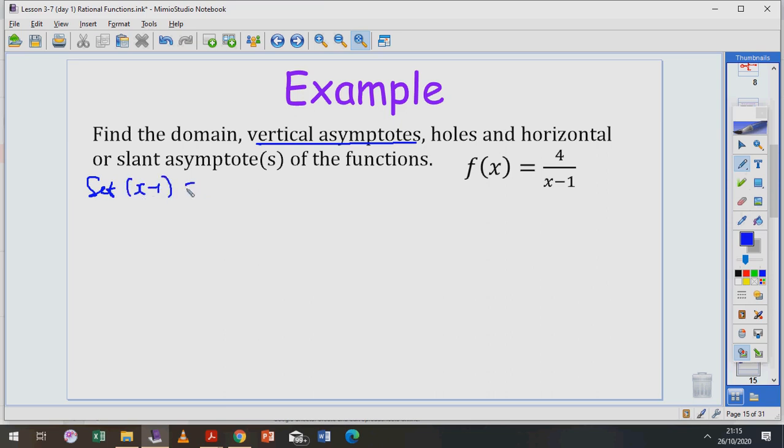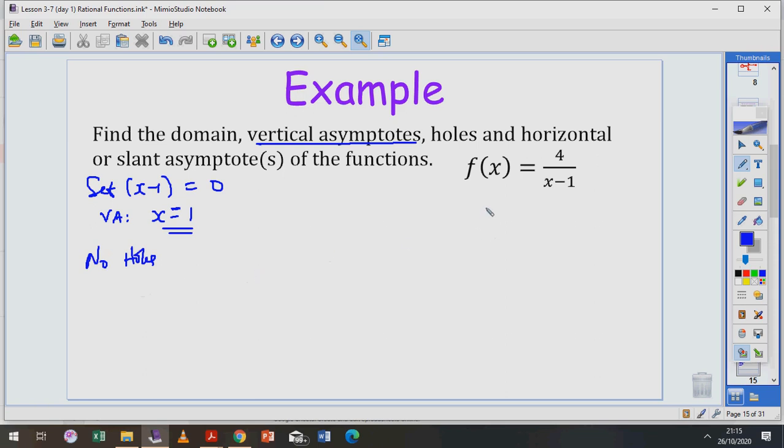So to get the vertical asymptote, I set x minus 1 is equal to 0. This tells me that when x is equal to 1, the graph is undefined, and therefore this is my vertical asymptote. The holes, I'm not going to have any holes. I have a vertical asymptote. That's the only point where the graph is undefined. I will not have any holes because I don't have any factors that are going to cross out. So I don't have any holes.